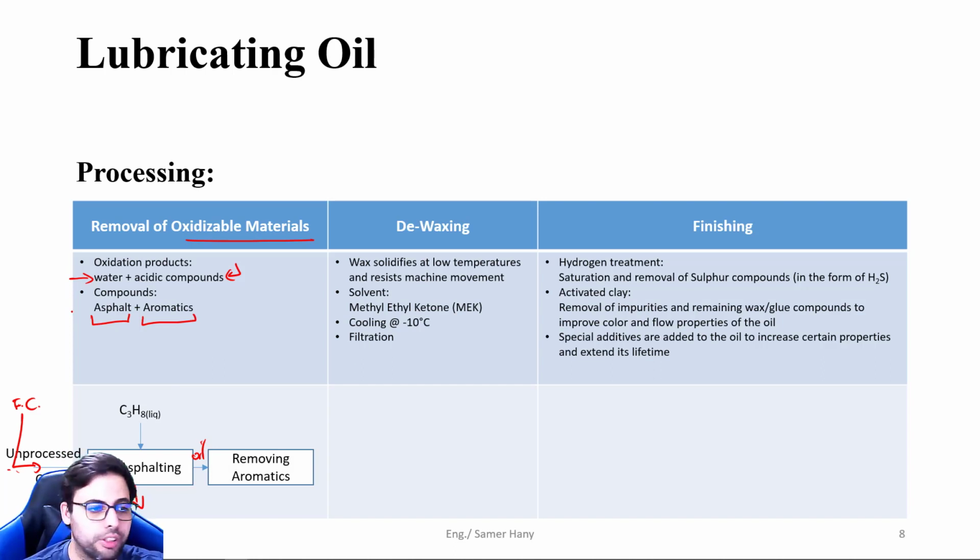How do we remove aromatics? Same concept. We introduce a solvent in there, phenol or furfural. One of these two compounds will be used to dissolve the aromatic compounds inside the oil, and then we will also separate them, and the oil will go on and continue in the processing units.